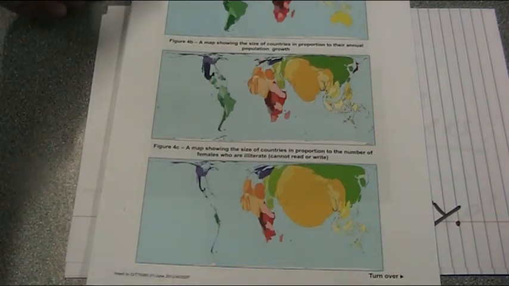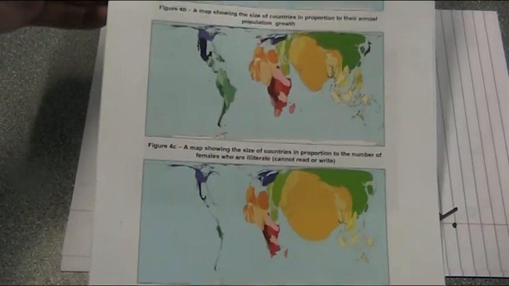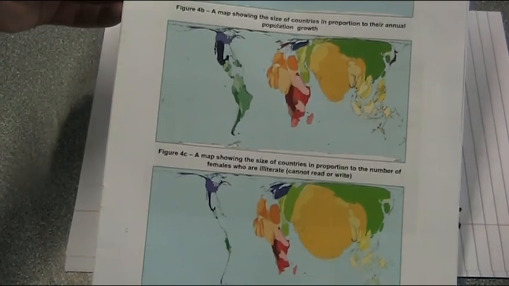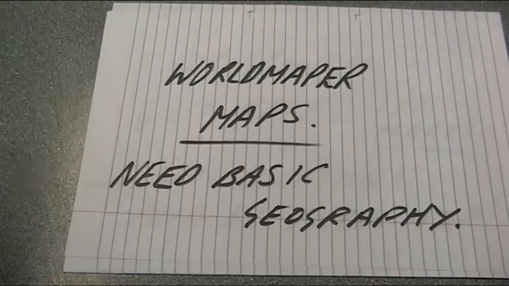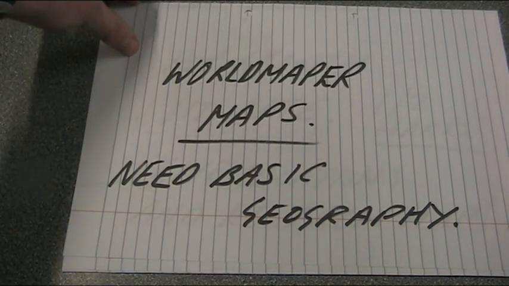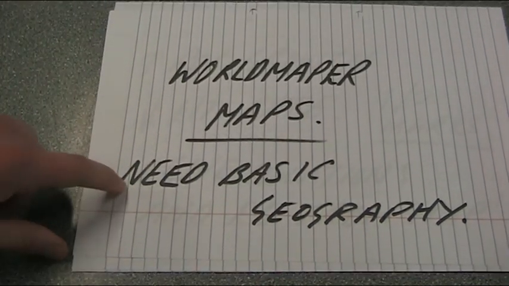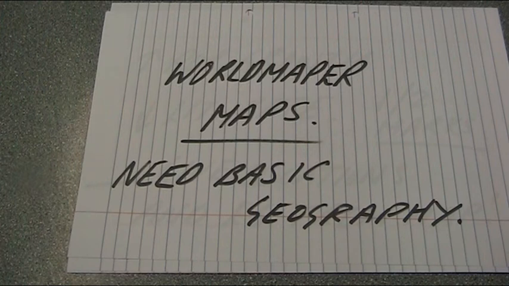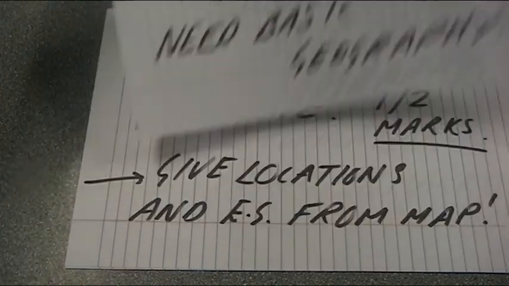Now, there's an obvious link when we looked at it, and basically where you get higher population growth, we also get a higher proportion of women that are illiterate. Most of you picked up on that, but in order to answer this question properly, you need to use your basic geography, because it's not like any other world map. It doesn't label the countries on there for you. So you're going to have to pick out some key statistics and some key countries from that map.